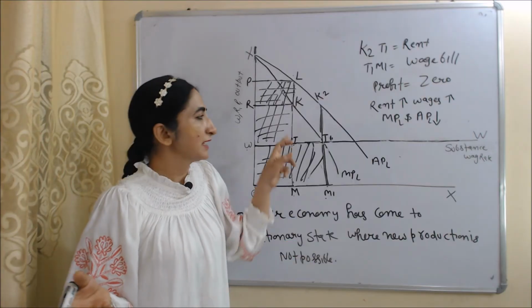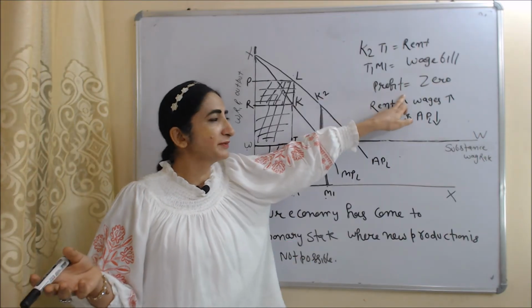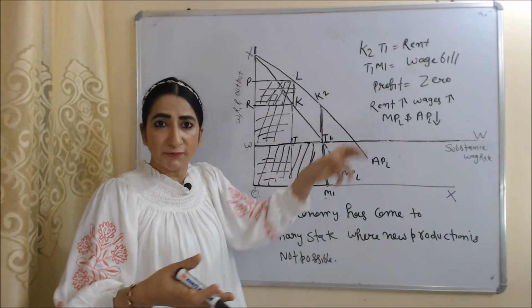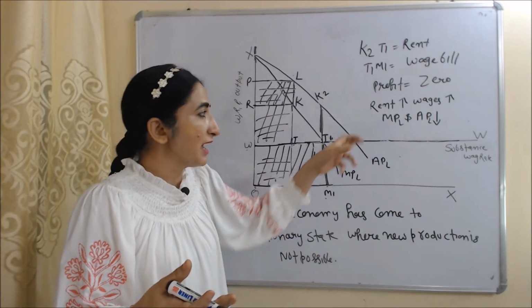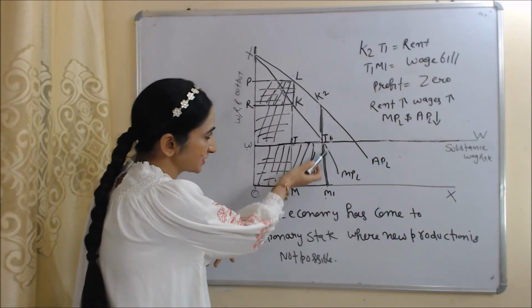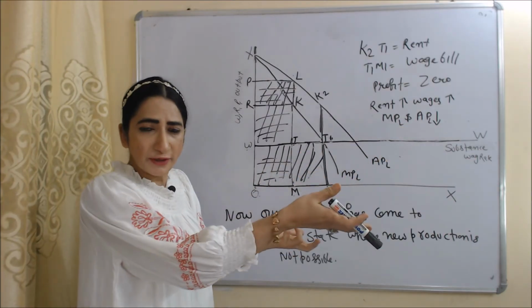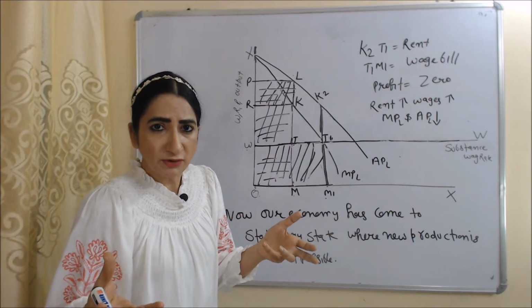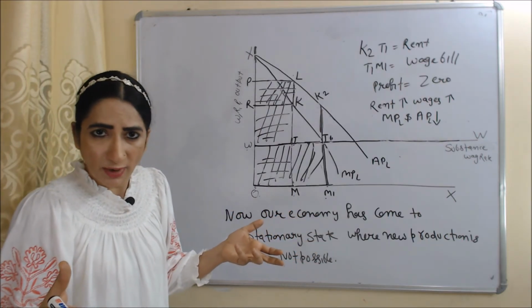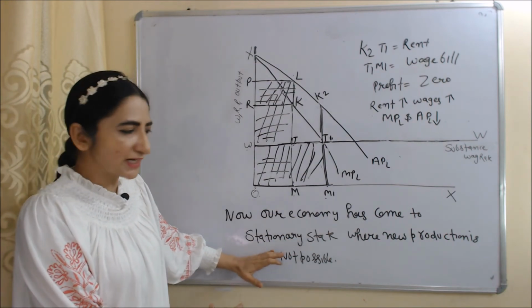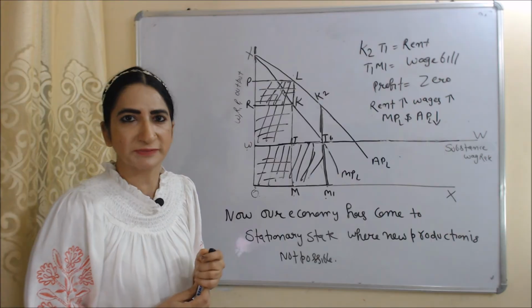So where is profit? At this T1 point our profit becomes 0 because our rent increases, our wage bill increases plus average product and marginal product of labor fall. You can see average product and marginal product of labor is falling. As a result our profit becomes 0. If profit becomes 0, that means capitalists will not invest. So now our economy has come to stationary state where new production is not possible.